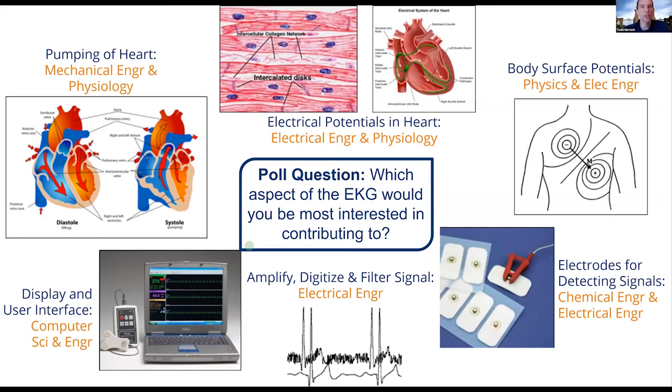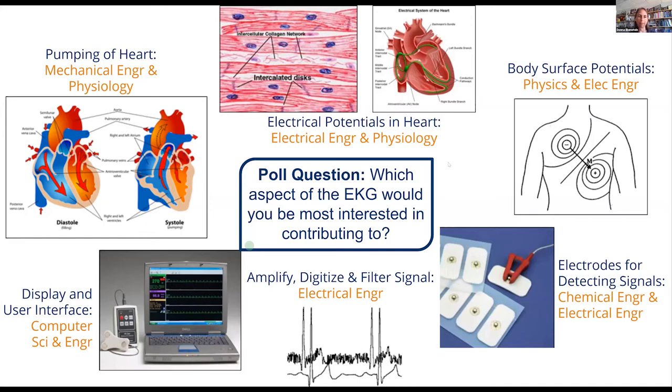And I think we should have just shared the results, so you should be able to see the results there. Hopefully you can see that we have a pretty good spread here. About 40% were interested in the cardiac muscle and pumping of the heart with the more mechanical engineering and physiology. Second was 29% with sensing biosignals through the skin interface. So thinking about that electrode interface and how we sense things. And then 18% for bioelectric signals, which is more the electrical engineering and physiology side. And 10%, 11% for data processing and display, so electric and computer engineering.